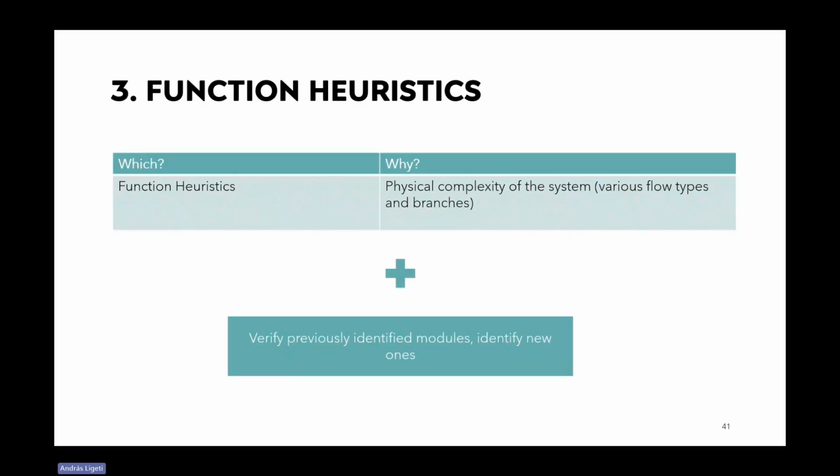And the third tool that we have used was function heuristics. Again, we had quite a complex system with different kinds of flow types and flow branches. So we were curious how this tool can work on this.